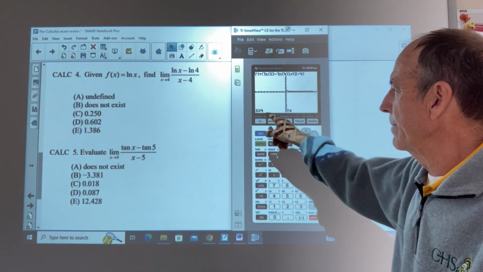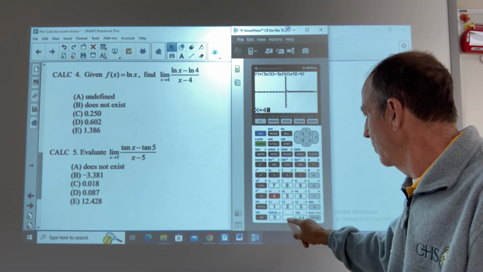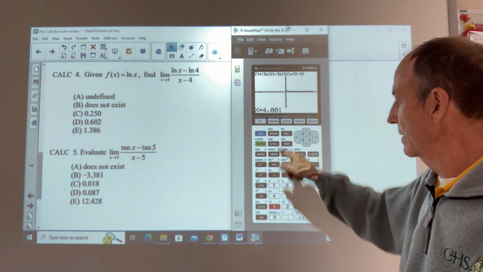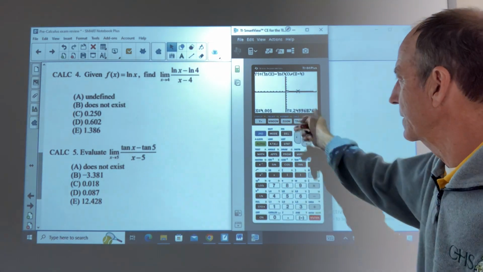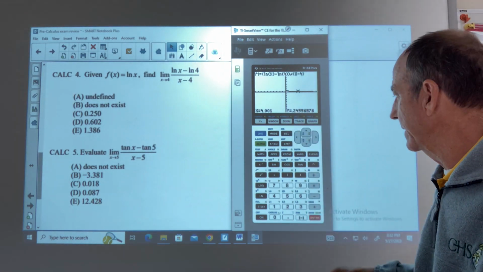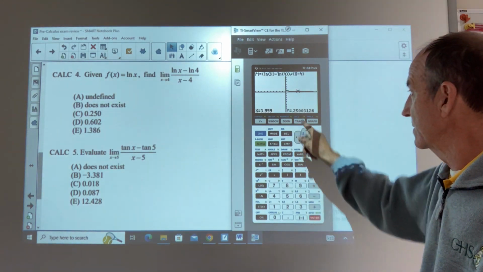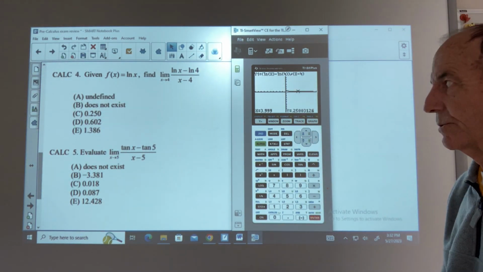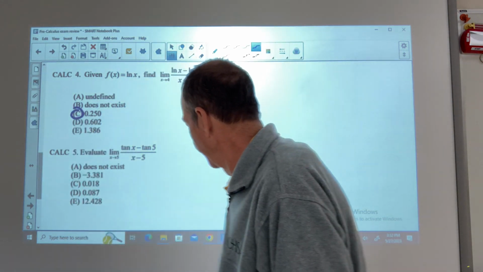So it's undefined. There's a hole in the graph. But what we want to know is what happens when we get close to 4. So we could hit trace and do 4.001. That's pretty close to 4. There's the y value. Or we can go on the other side of 4, like 3.999, and that's the y value. In both cases, the y value is getting close to a quarter. That's what we got, 0.25.